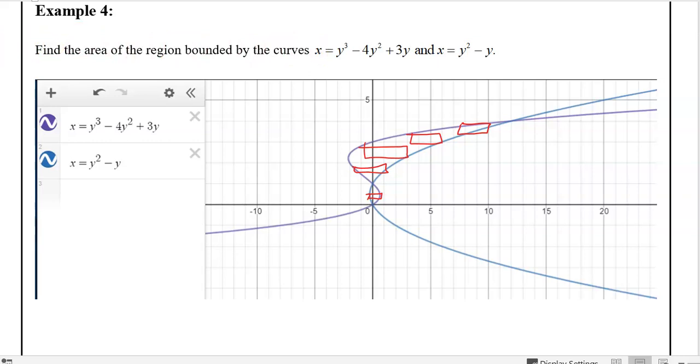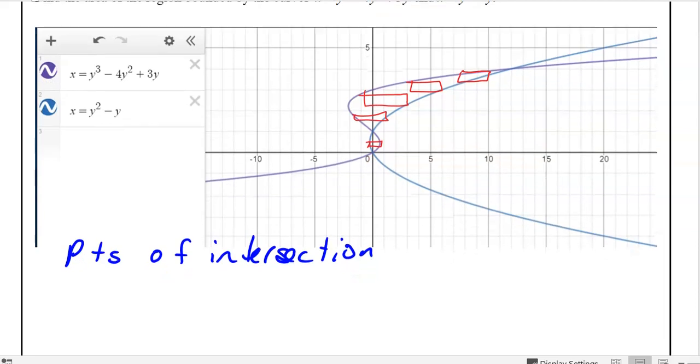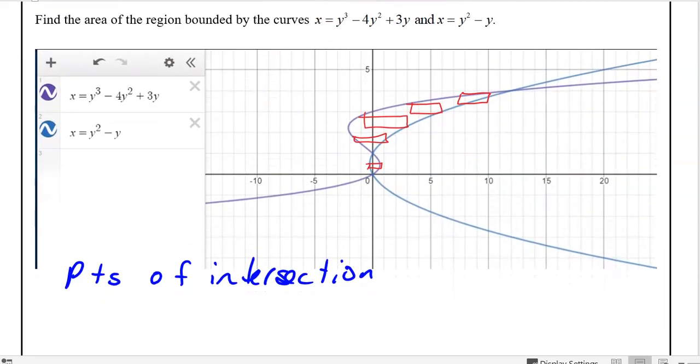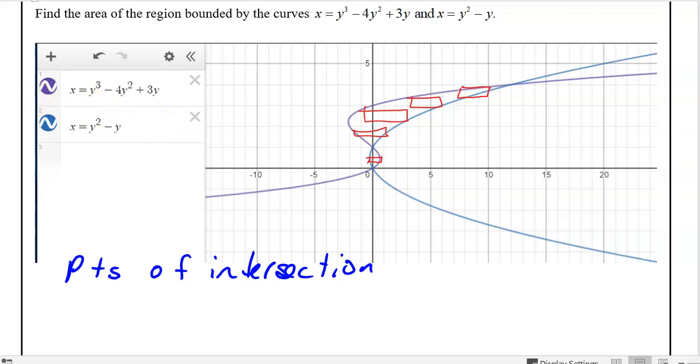First, we need to find the points of intersection. To find the points of intersection, take the expressions for each representation of x and set them equal to each other. Let's do that part now. Looking for the points of intersection, I will have the following. I need to write that y cubed minus 4y squared plus 3y is equal to y squared minus y.